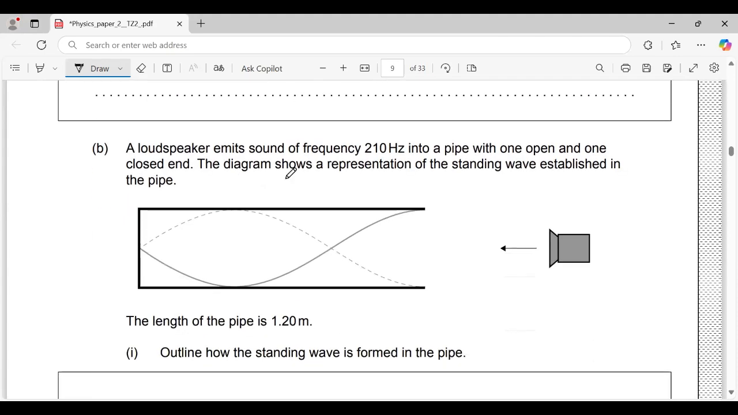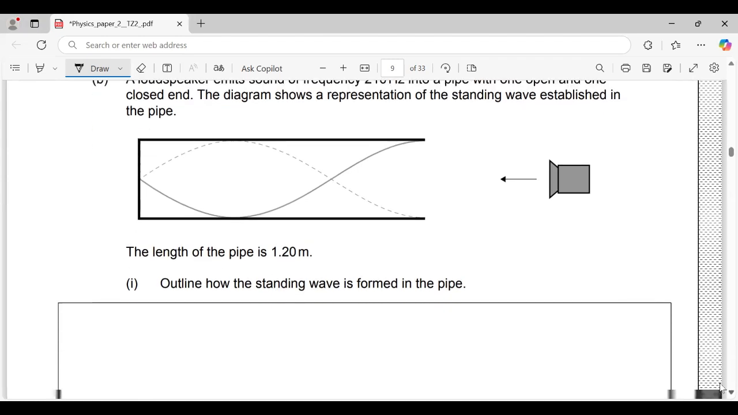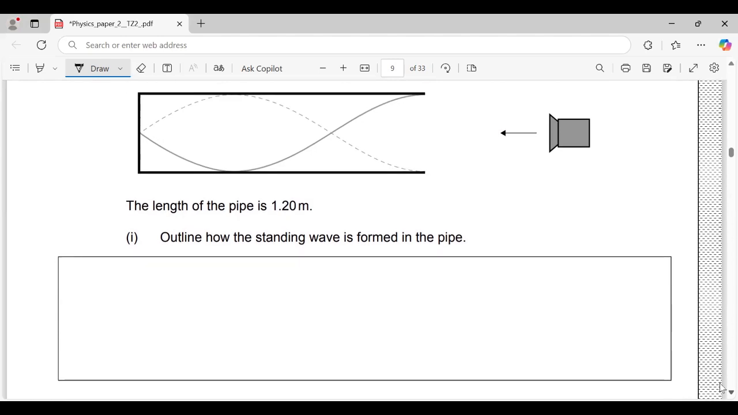The loudspeaker emits sound of frequency 210 Hertz into a pipe with one open and one closed end. The diagram shows a representation of the standing wave established in the pipe. The length of the pipe is 1.20 meters. Outline how the standing wave is formed in the pipe. Before I continue, I will show you my explanation about this question first.